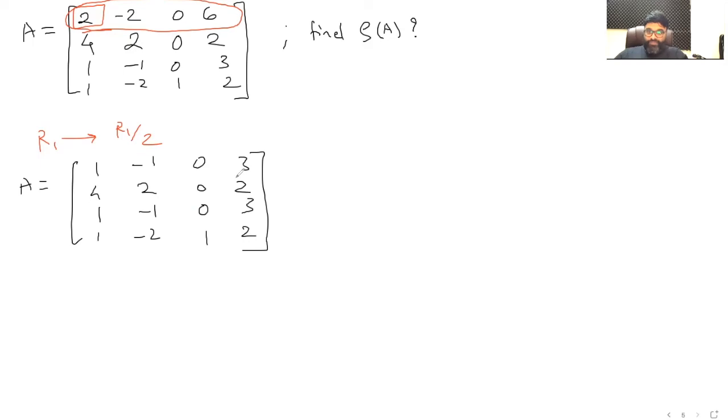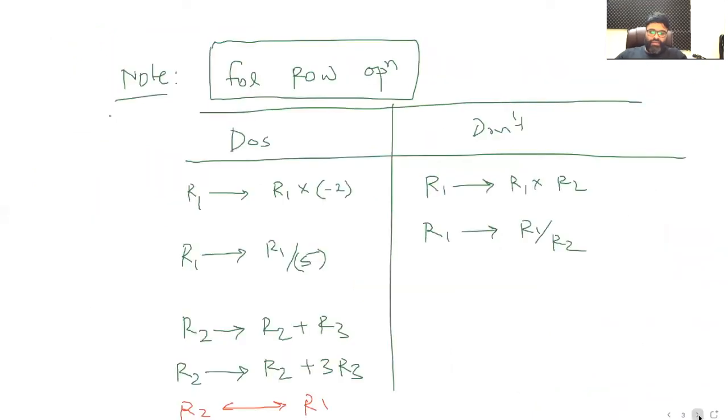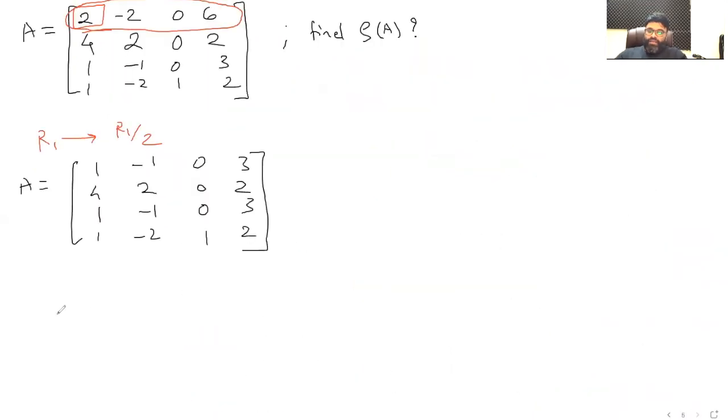Fair enough. Okay. Now what do you want to do? The rules are fixed, right? Like how we did previously. We want to make this 1 and then we want everything below that to be 0. So let us do that. Okay. So what steps will you take after this?